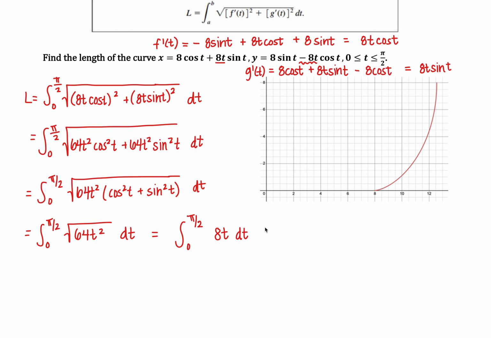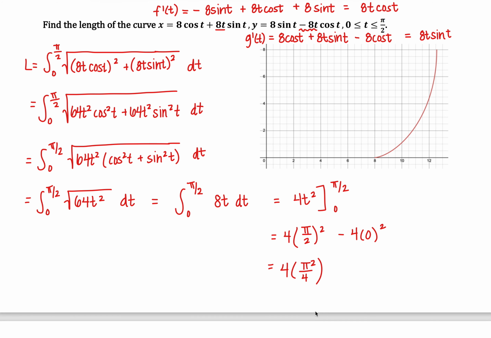So when we integrate, we're going to have 8t squared over 2, or just 4t squared. And we're going to look at that from 0 to pi over 2. So I've got 4 times pi over 2 squared minus 4 times 0 squared. So the second part obviously is 0. We got 4 times pi squared over 4. The 4's will cancel, so we're just left with pi squared. So the length of that curve is pi squared.